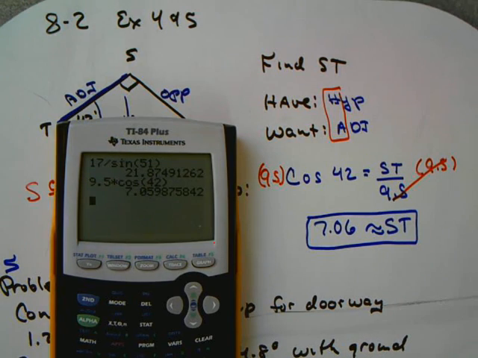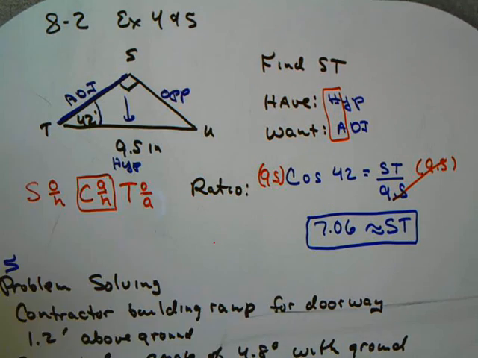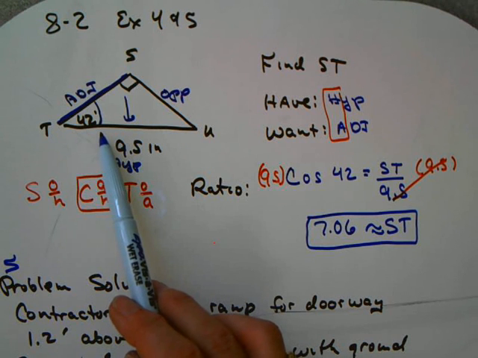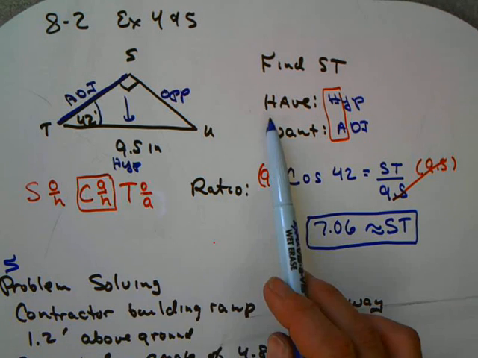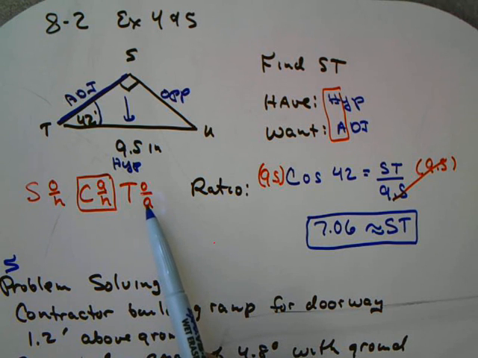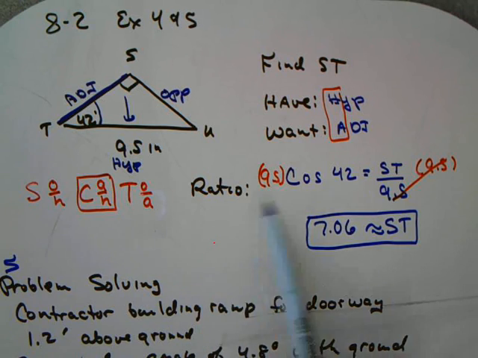So that's all you're doing with those things. Remember, label the parts of your triangle in relation to the angle you know. Figure out what you have, what you want. SOH CAH TOA. Pick out which one you need, and then set it up and solve it.